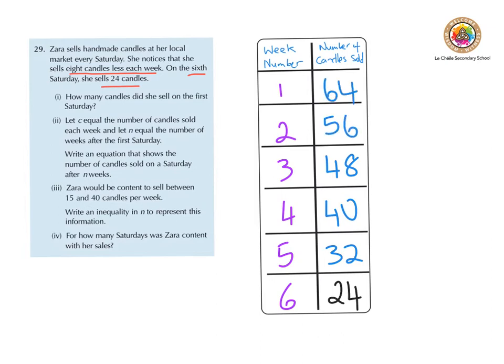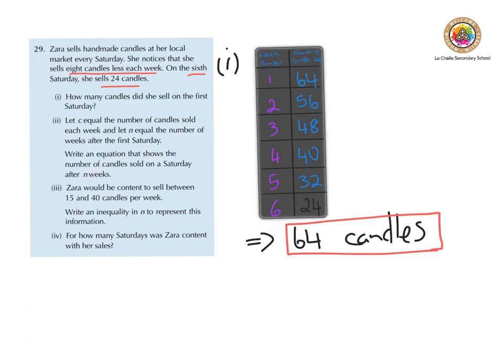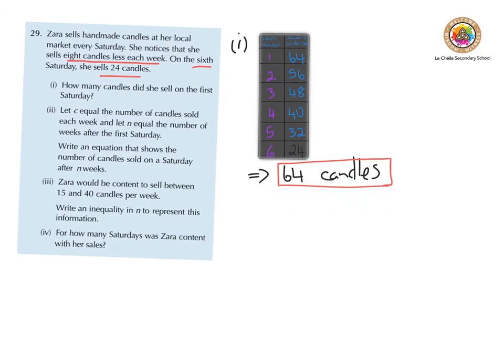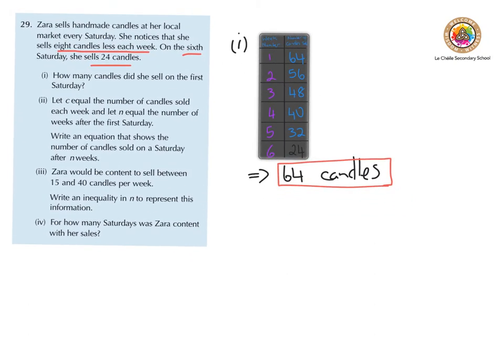Now, that's one way to have done it, and that's with a table. Okay, and so that's our answer to part 1. Now, however, in part 2, they say, if we were to do that with C equaling the number of candles sold each week, and let n equal the number of weeks after the first Saturday, write an equation.